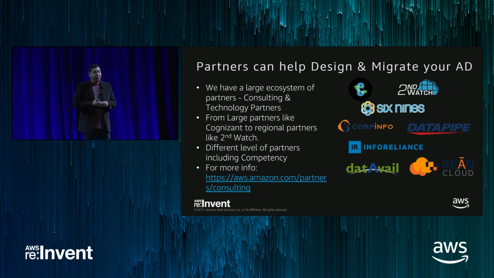We also have competency partners that specialize on databases like SQL Server. For example, partners like DataVal, CorpInfo, RingCloud, and Reliance. And then we have productivity partners like DataPipe and InfoReliance that can help you with your productivity apps like SharePoint and Exchange.